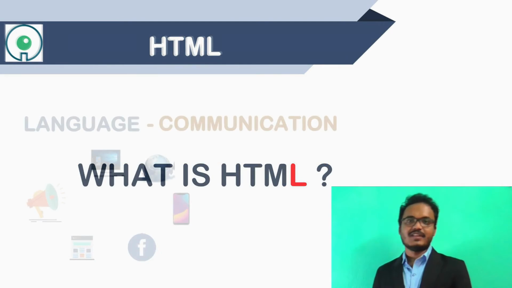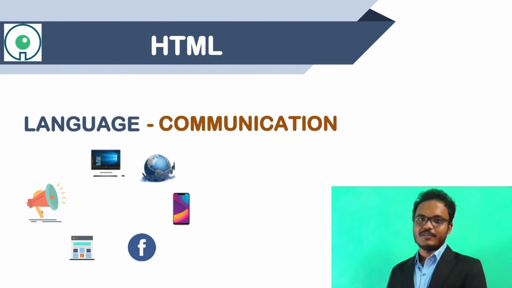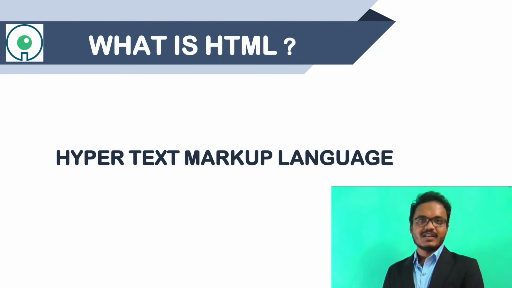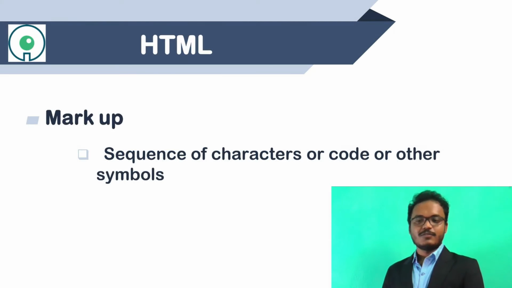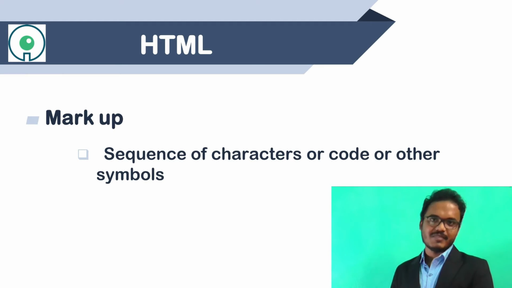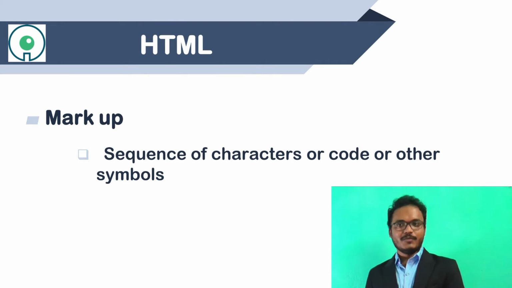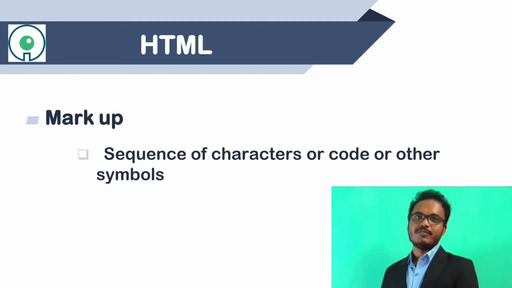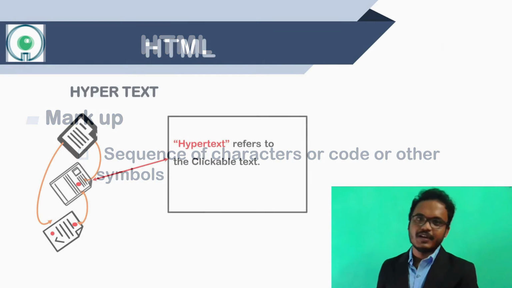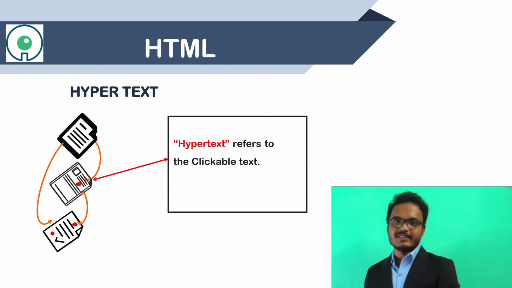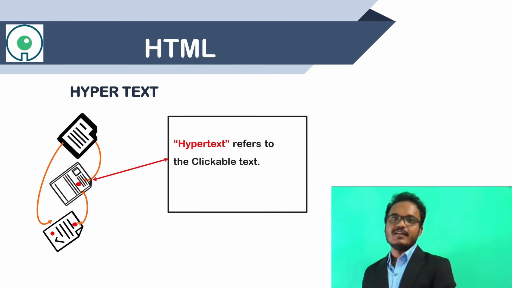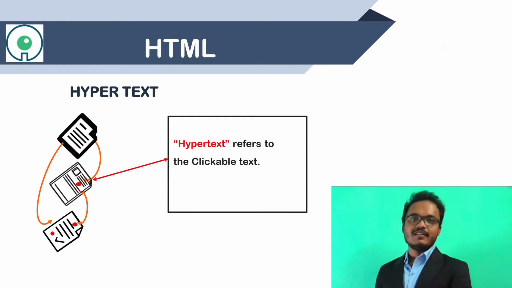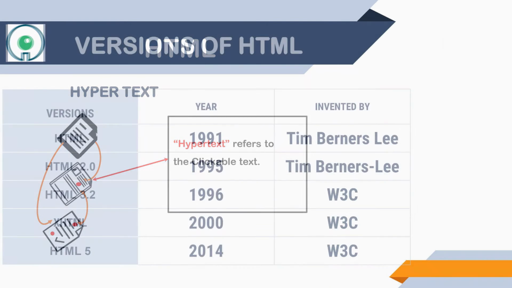So what is HTML? HTML is a communication language, right? The full form of HTML is hypertext markup language. What is markup language? A sequence of characters or code or other symbols is called a markup language. We will discuss it briefly when we do the example code. Here hypertext refers to clickable text. Clickable text means when you click on the text, it will open another page or address.